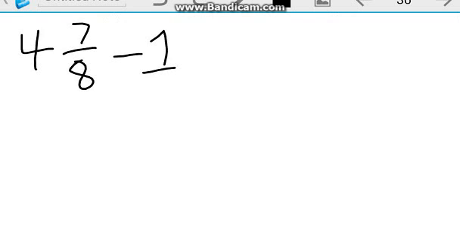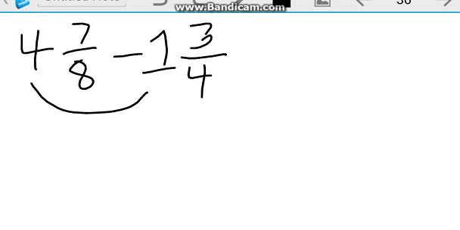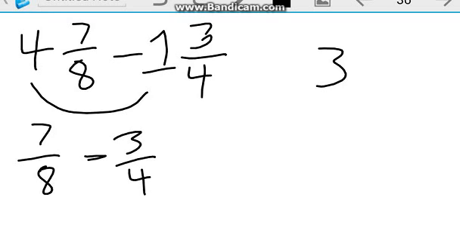So the short way you can do this, usually this only works when the first fraction is a bigger number or has a bigger value than the second fraction. Otherwise this doesn't work. You can subtract 1 from 4, which will leave you with 3. And then you can think of just 7 over 8 minus 3 over 4. And then you can just work with these fractions, which we're going to multiply by 2 because the least common denominator between them is 8.